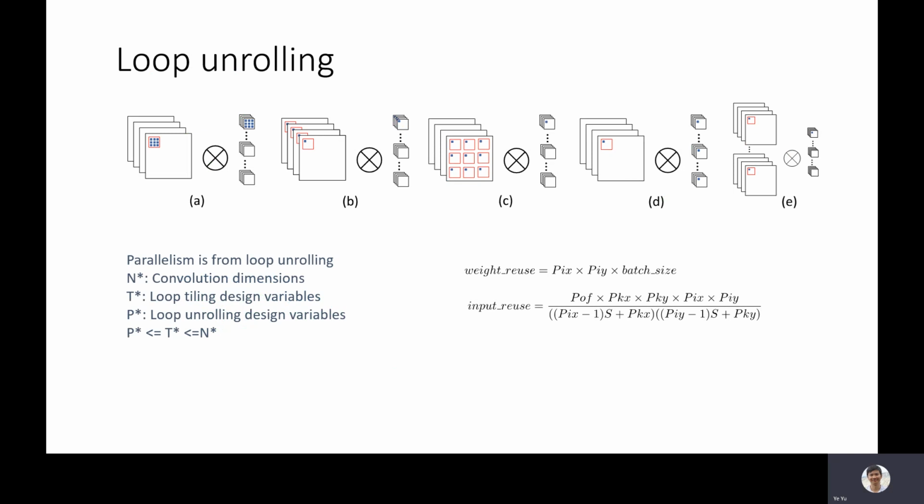Computational parallelism in the convolutional layer comes from the loop unrolling, which increases the acceleration through throughput and resource utilization ratio. The P parameters denote the number of parallel computations in each dimension. As the computing resource can only process the data stored in the on-chip memory, and the tiled data set is a subset of the total data set, the design constraints are set as P parameters are smaller or equal to the T parameters, and T parameters are smaller or equal to the N parameters.